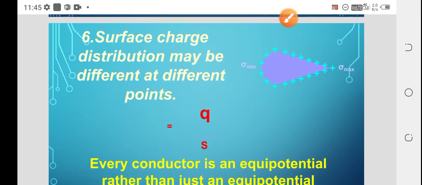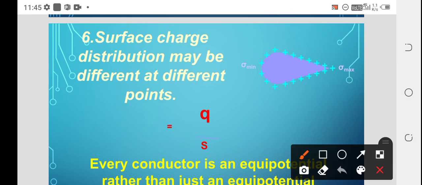Coming to the sixth property, surface charge distribution may be different at different points. Now you can take sigma equal to Q by S, where sigma is the surface charge distribution, which may be different at different points. You can see this figure: sigma is minimum here, sigma is maximum there.